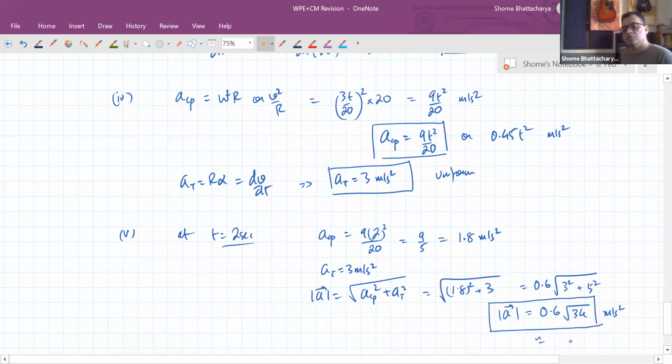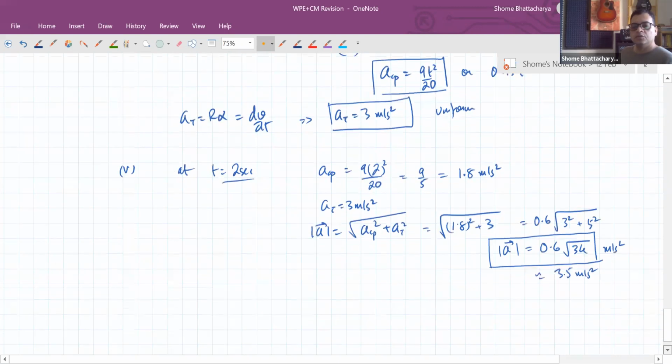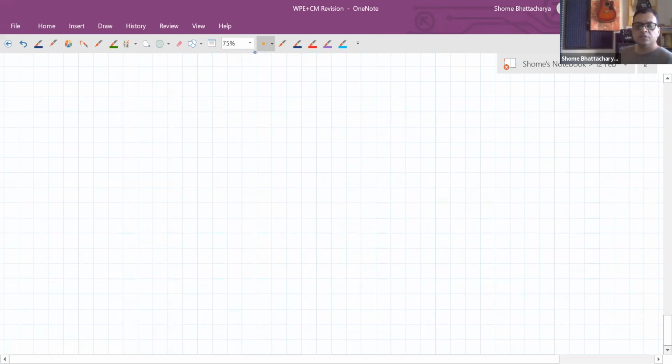It's something in the region of about 3.5, my mistake, meters per second square. So this is an example of the application of this. Let's look at another example.